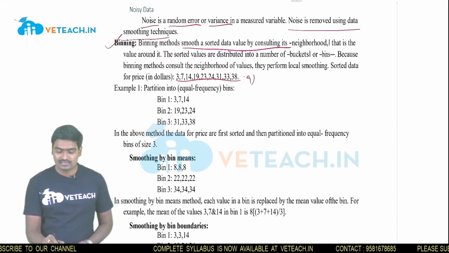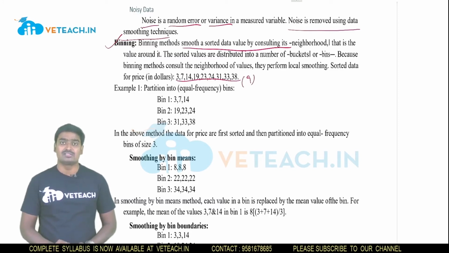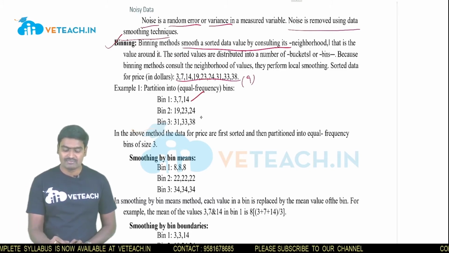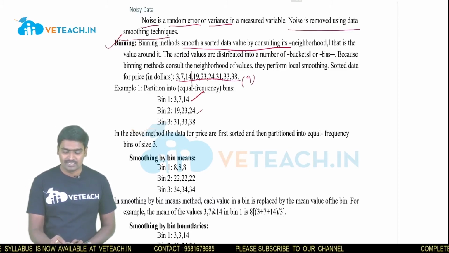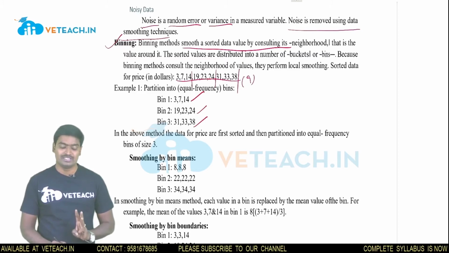Total 9 values are given here. These 9 values are divided into 3 bins. What is the first bin? 3, 7, 14, and the second bin is 9, 23, 24, and the third is 31, 33, 38. Total 3 bins we can divide it.